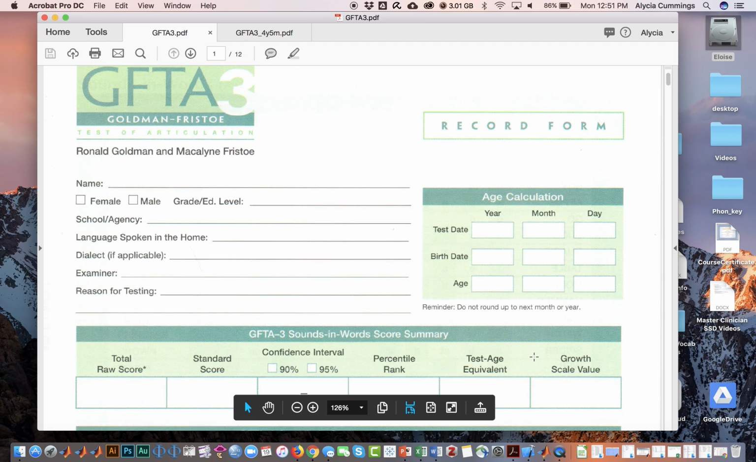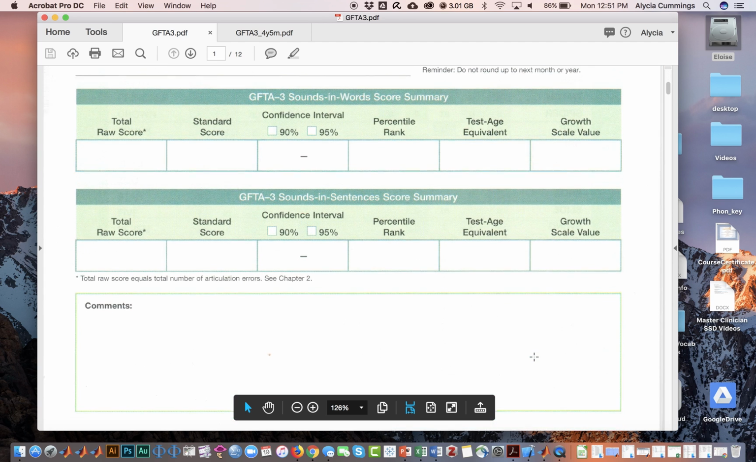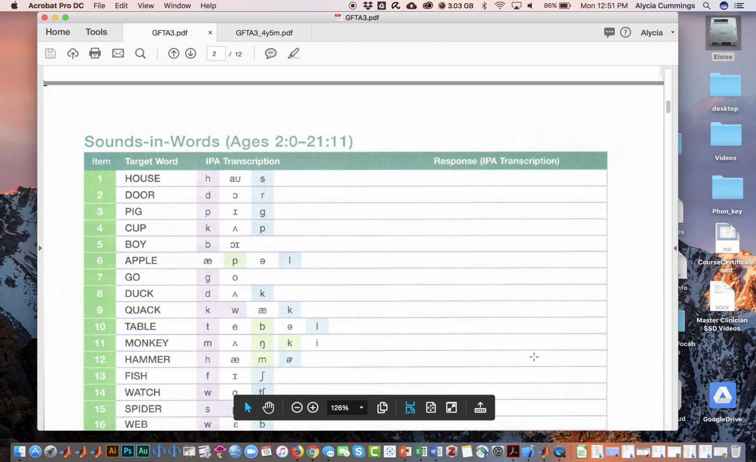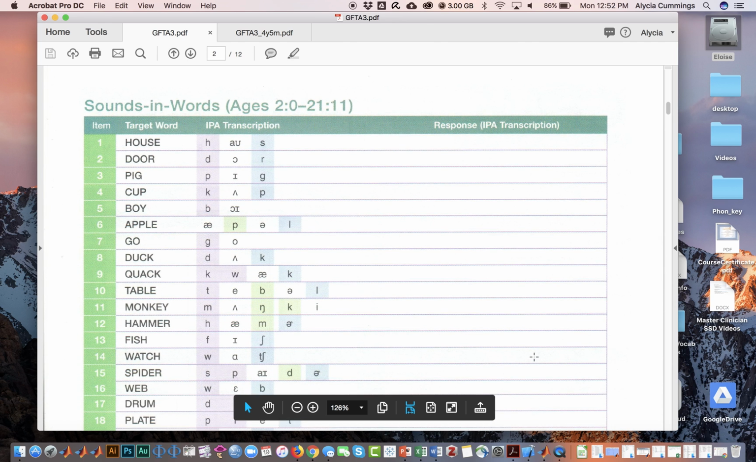All right, so when I actually administer the Goldman-Fristoe, I do the sounds and words. This is obviously a scanned version of the protocol, but it works for me and it should work for you. When I'm doing it in the moment, what I am doing is listening to the target consonants. Again, going for three targets, every consonant in all words, which makes it very functional in terms of your use of time.